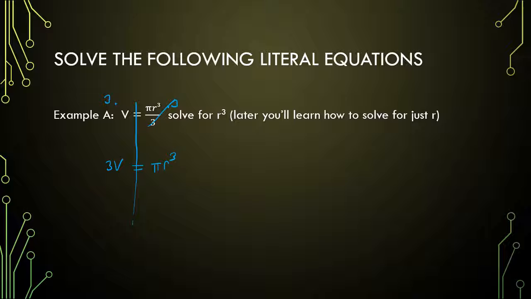We're trying to get r cubed by itself, so the next number to get rid of is pi. Pi is being multiplied to it, and the opposite of multiplication is division. If I divide both sides by pi, on the right side they reduce to 1, so we're left with 1r cubed. And on the right side we have 3v divided by pi. For the moment, that's as far as you know how to solve, and that would be our answer for example A.